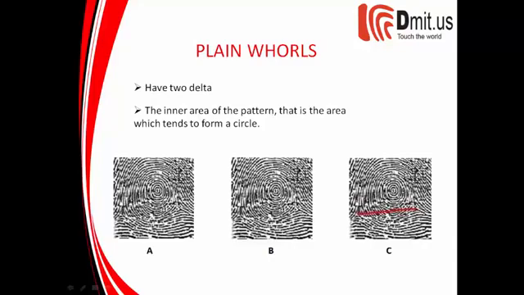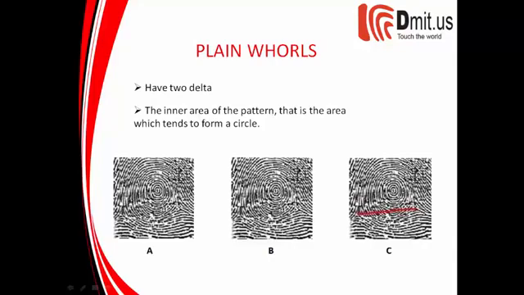Notice the inner area of the pattern, that is the area which tends to form a circle. This is what you would call the inner pattern area, and it is what makes a whorl look like a whorl. Okay, now looking at the specific ridges that are making or trying to make the circle, let's say we were to draw an imaginary line between the 2 deltas, the red line in image C. Then we can see that this line does intersect the same lines or line that tend to form the circle.